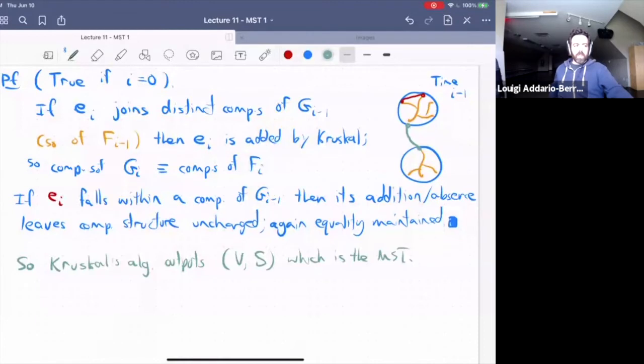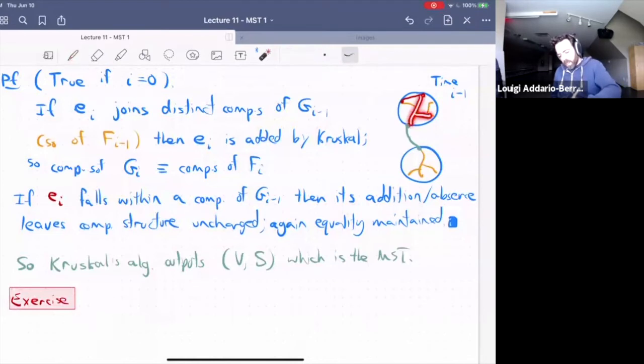Okay, so that's a nice, clean, and not too complicated fact. I want to leave you as an exercise a slight strengthening of the fact that Kruskal's algorithm outputs an MST. So this is just saying that all of these yellow trees that it creates along the way are actually also minimum spanning trees of whatever it is they happen to span.